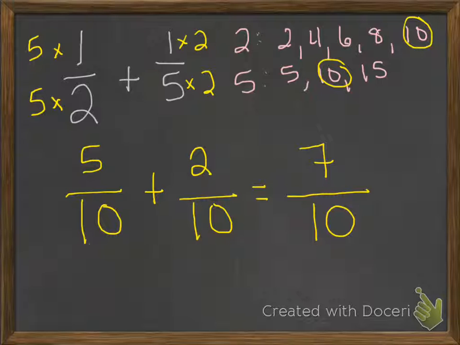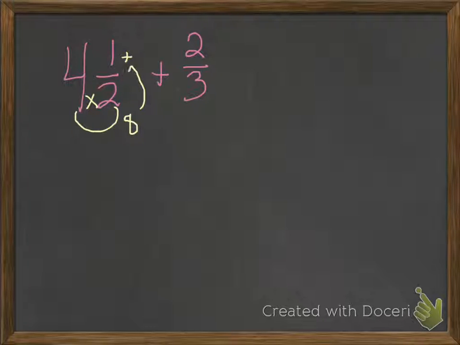Seems pretty easy. What happens if I have a number that looks like this? In this case, the best thing to do is to change your mixed number into an improper fraction. You do that by multiplying the whole number times the denominator. So 4 times 2 gives us 8. And then add the numerator.